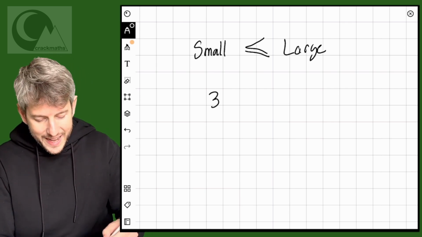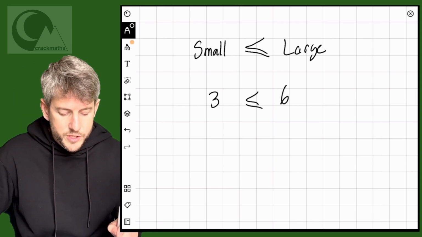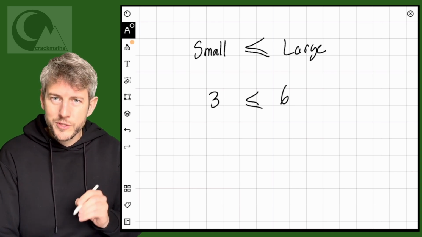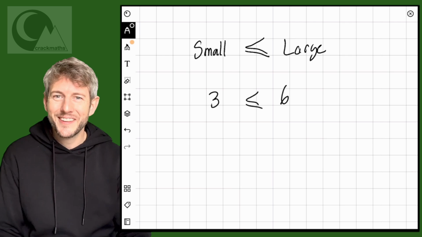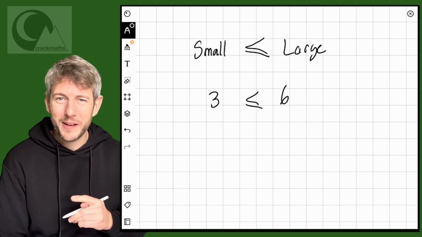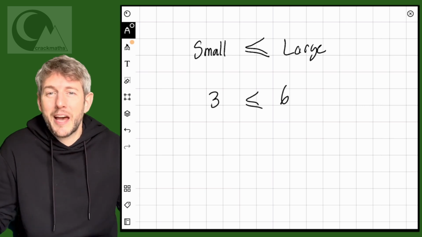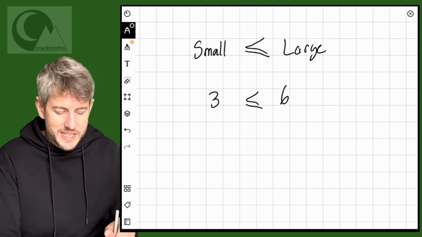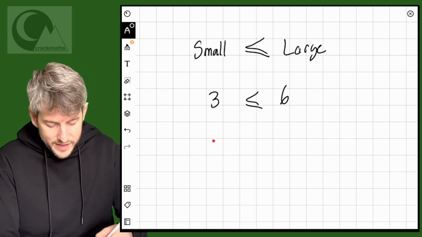and the large thing will go here. So if I had something written like this, I would say 3 is less than or equal to 6, or 6 is greater than or equal to 3. You can say that in both of those ways. You've just got to stop and think about it really. They are difficult because they just get a bit confusing. So here we've got 3 is less than or equal to 6, 6 is greater than or equal to 3.